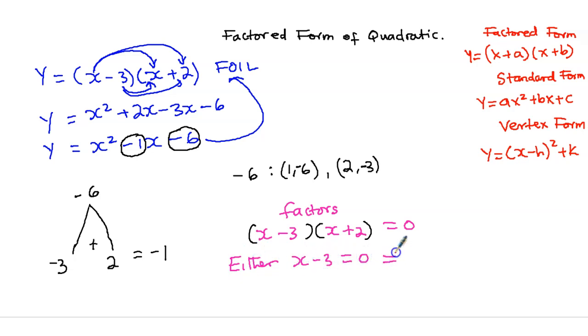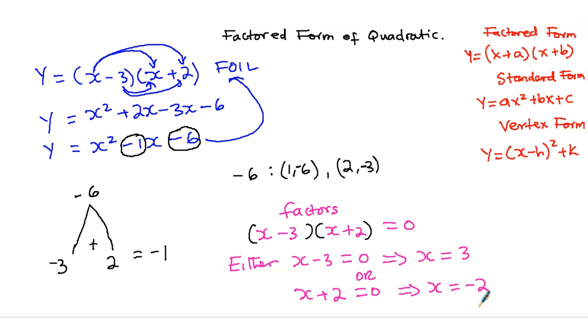If that is the case, then that implies that x is equal to 3. Or the second one, x plus 2 is equal to 0. If that is the case, that implies that x is equal to negative 2. So these are the solutions. These are the x-intercepts, or these are the zeros, or these are the roots. Solutions have a lot of names.